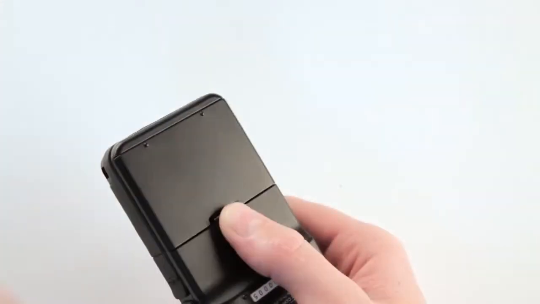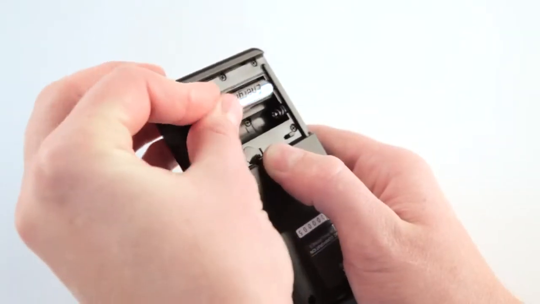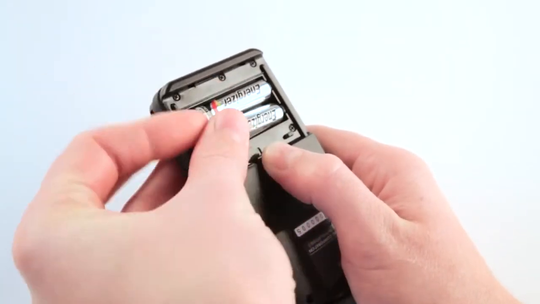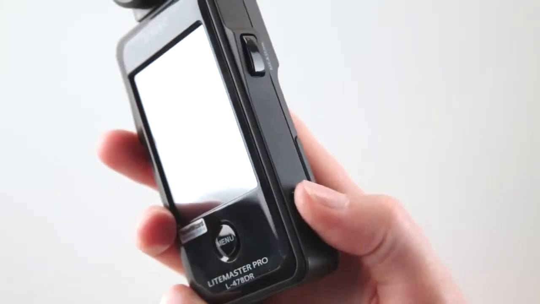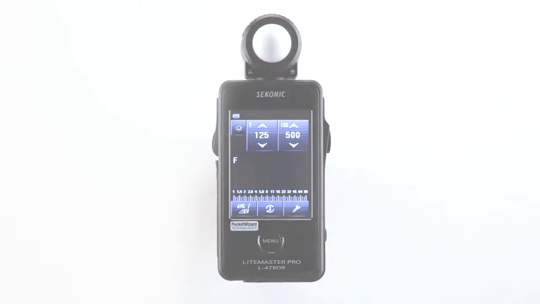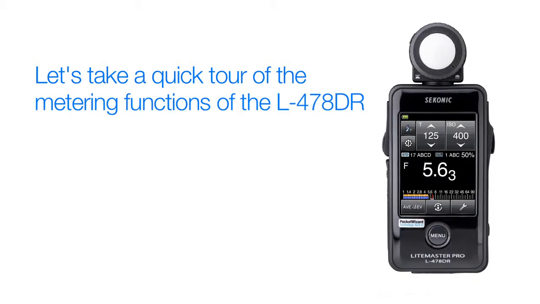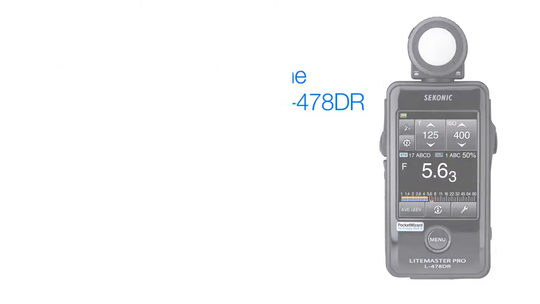First, let's install the batteries. Simply release the battery cover latch and lift the battery cover off. The L478DR takes two AAA batteries. Power the meter on by pressing and holding the power button. The startup menu screen appears first. The unit is now ready to operate, but before we start metering, let's take a quick tour of the different metering functions the L478DR has to offer.